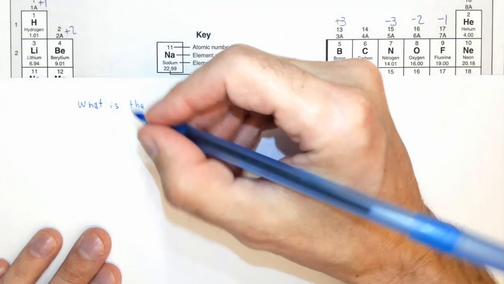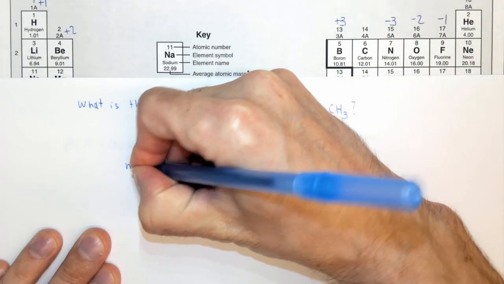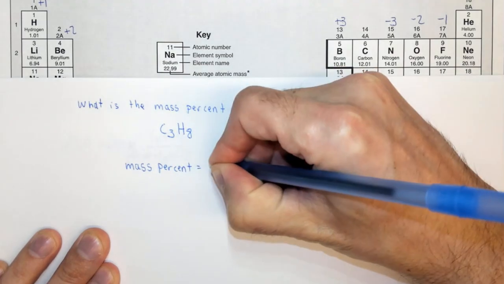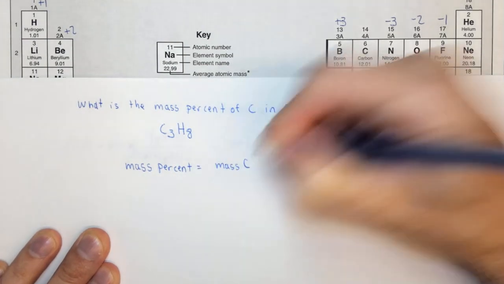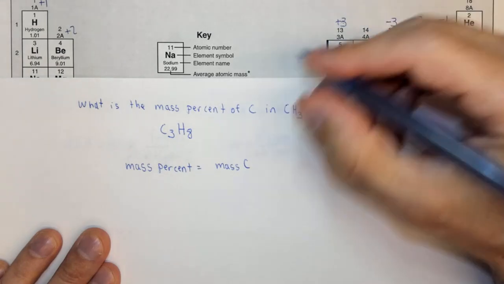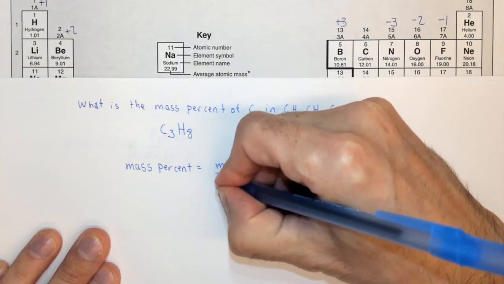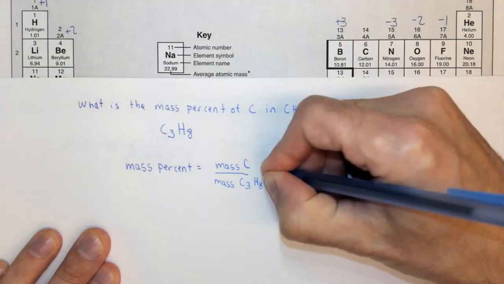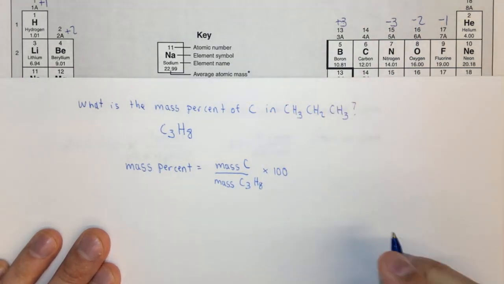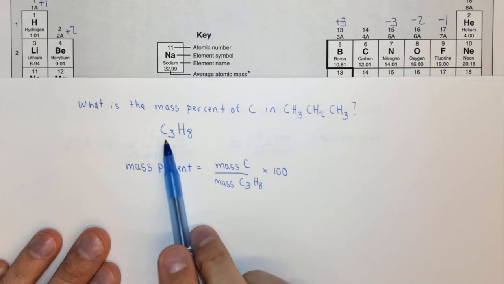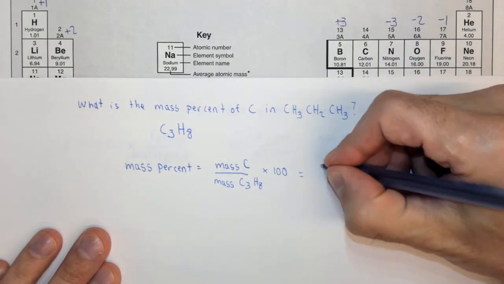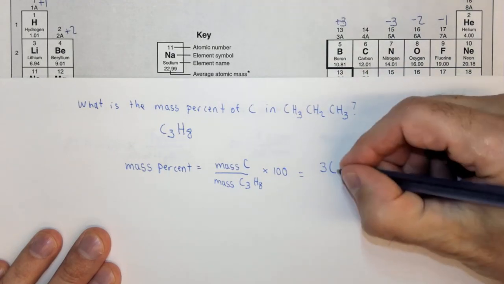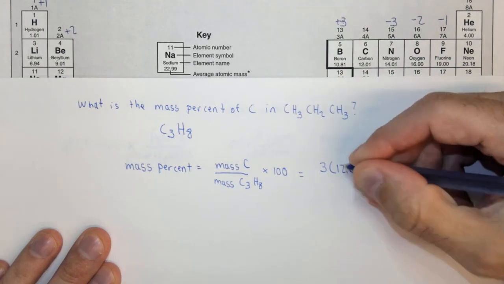Now we can find the mass percent. So we know that in this case, the mass percent is equal to the mass of carbon, because that's what we're asked for, divided by the mass of propane, which is C3H8, times 100. So in this case, we have 3 carbons. So on the top, we want to take 3 times the molar mass of carbon, which is 12.01 grams.